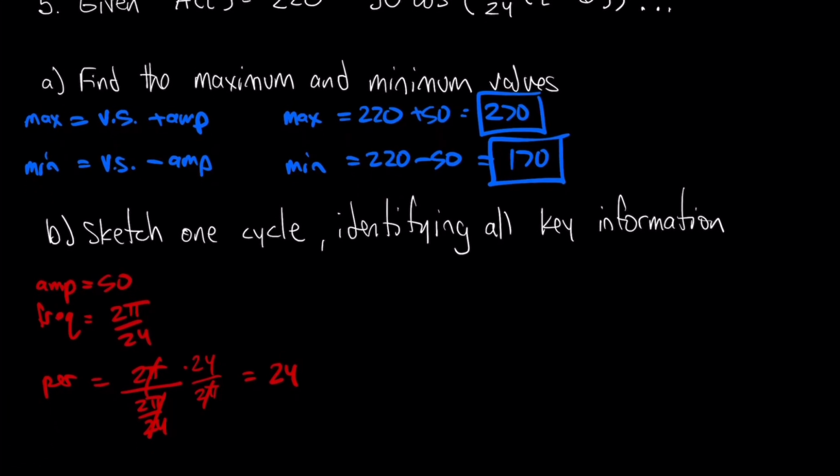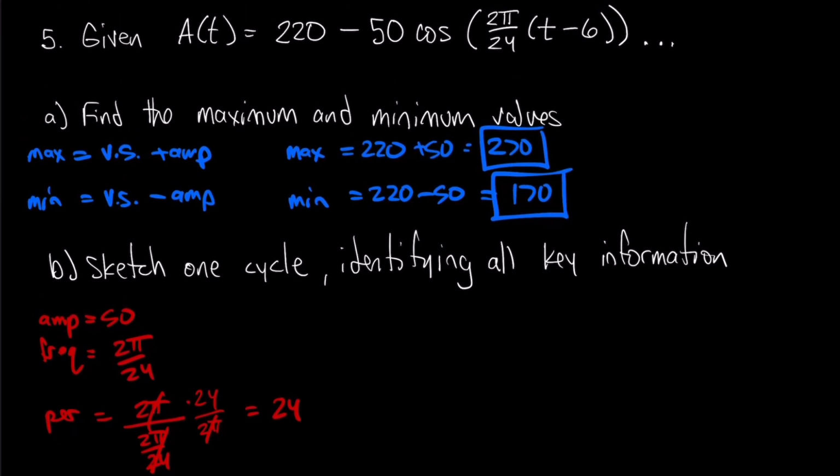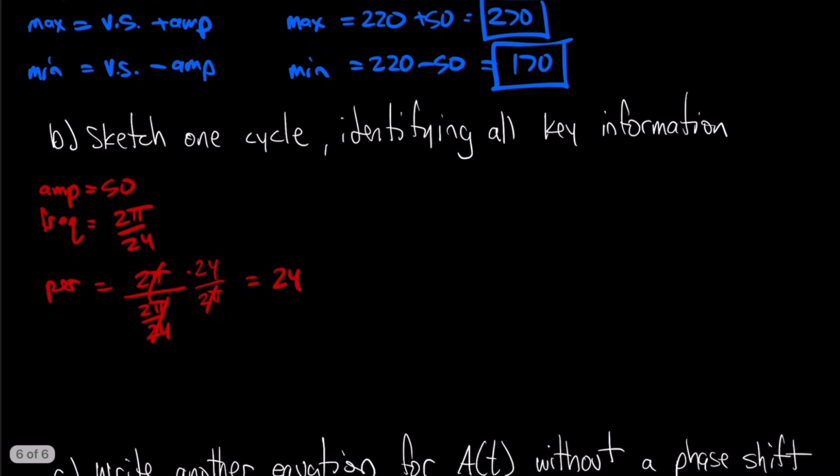Okay, next, what else do we need here? We've got a phase shift of right 6. So let me jot that down. Phase shift, right 6. And we got a vertical shift of, what was that, up 220 if I remember? Yeah.